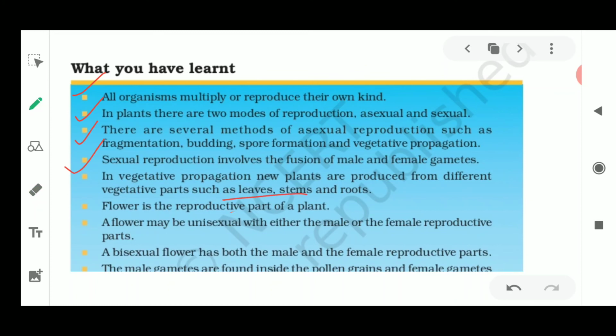Now from the roots, which we have seen in the dahlia roots, the roots were responsible for the development of a new plant. Okay, so the next point says the flower is a reproductive part of a plant. Now why is this flower known as a reproductive part? As we could recall the structure of a flower like this, it was present.